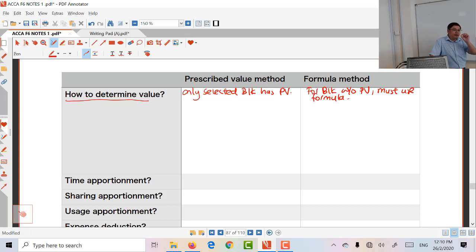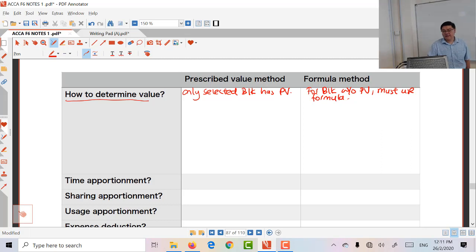What do you mean by PV? What does prescribed mean? It is given. The value has already been given. That's why it's a prescribed value. It's like a prescription; it's prescribed to you. So you don't have a choice. Just follow the value. For example, when you are given a maid, if your boss says, I'm giving you a maid, the value of a maid is always 400 ringgit. I don't care how much you're paying the maid, it will always be taken to be 400. Why? Because the value is prescribed.